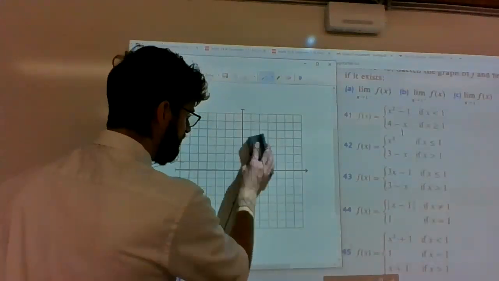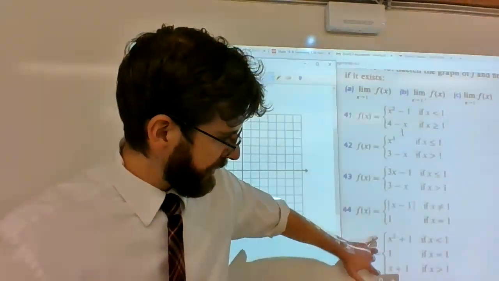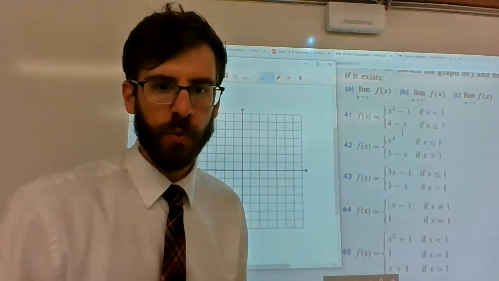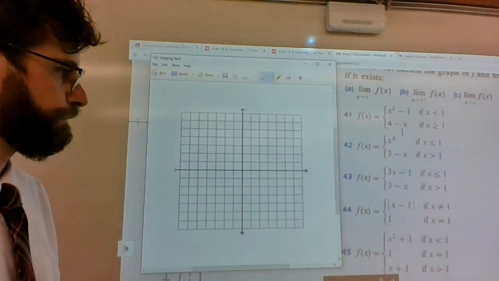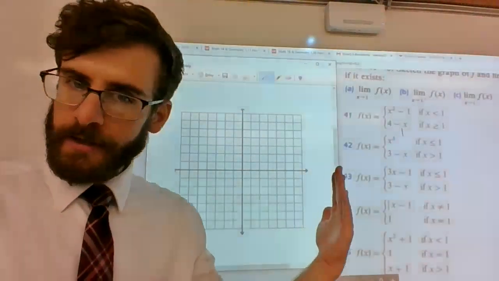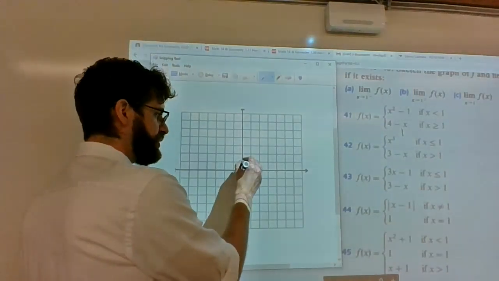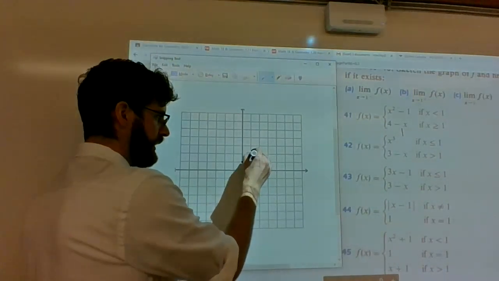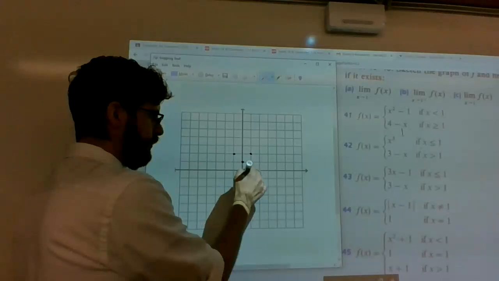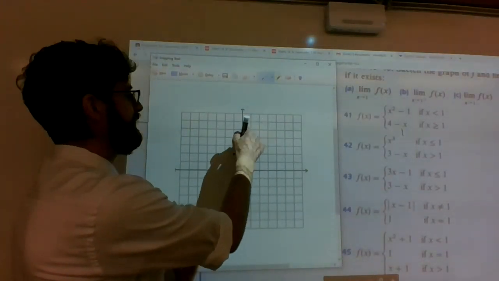On number 45. 45 gives us a sort of three-pronged piecewise. We've got a parabola that's shifted up 1 unit to start with, only concerned with left of 1 behavior. So here it's shifted up 1, right 1, up 1, left 1, up 1, right 2, up 4. Not going to plot that point though. Going to plot this point.